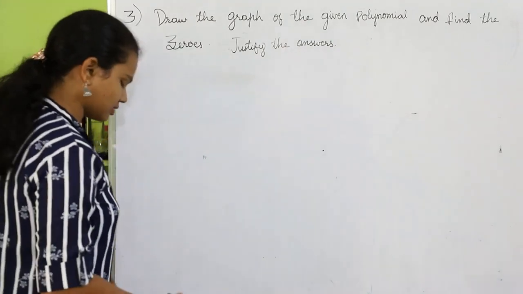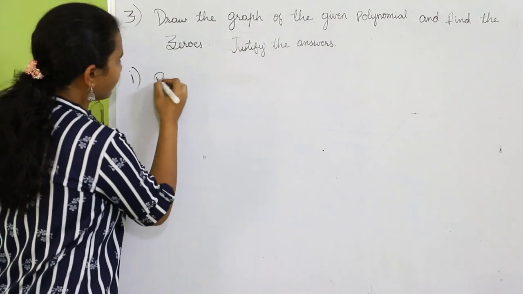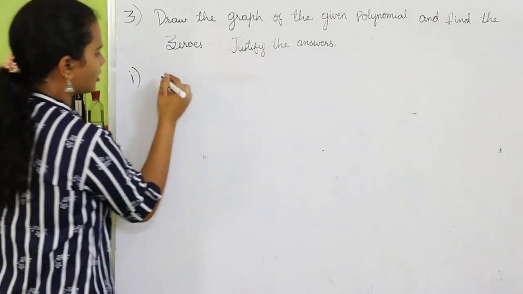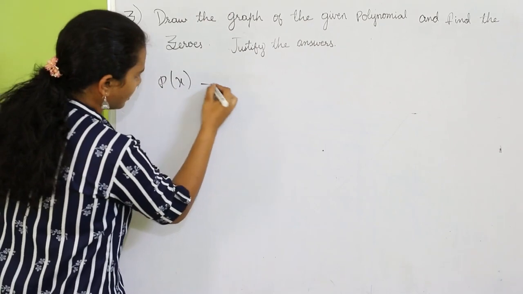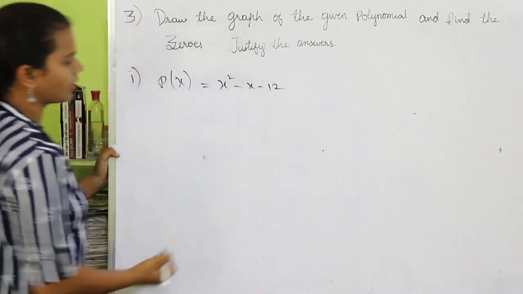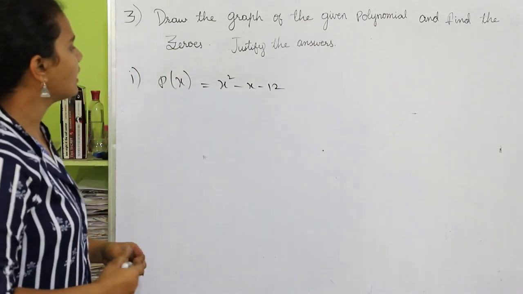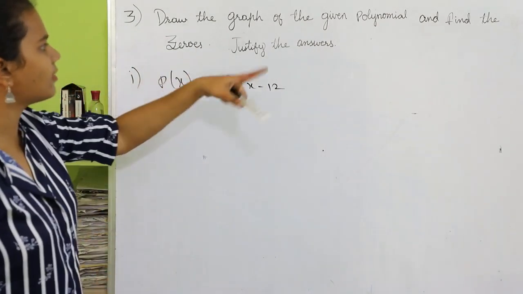Okay, let's learn this question firstly. The first question has a few polynomials. The first polynomial is p of x equals x square minus x minus 12. So here, draw the graph of the given polynomial and find the zeros.